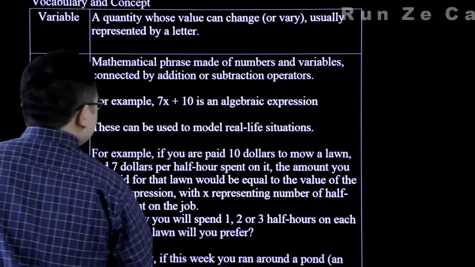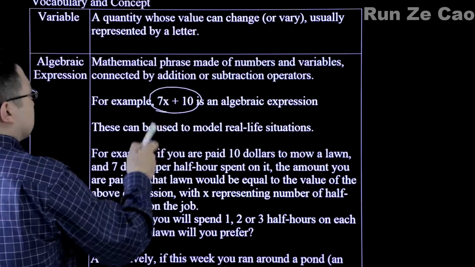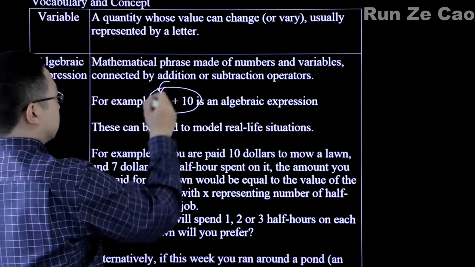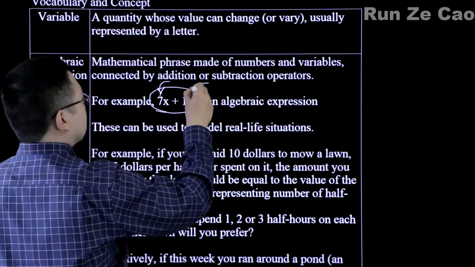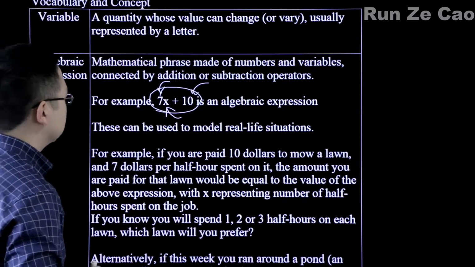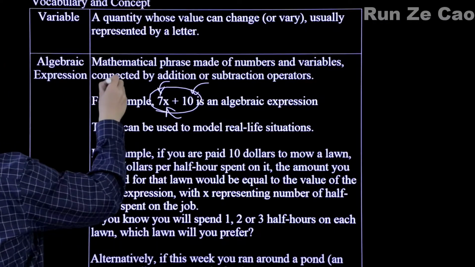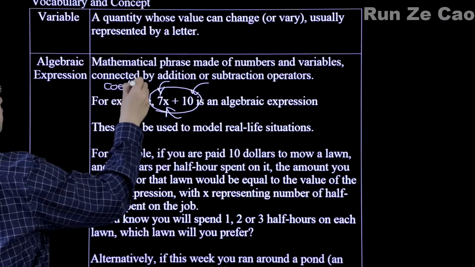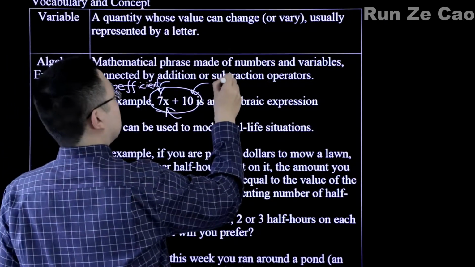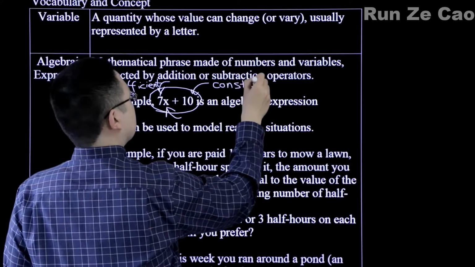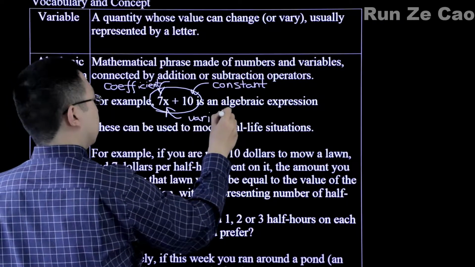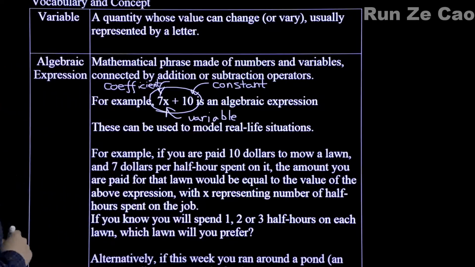So, for example, here we have an algebraic expression. We have a coefficient on the variable. The 7 is the coefficient. And then we have a constant. And then we have the variable over here. So, coefficient, constant, variable. Alright.